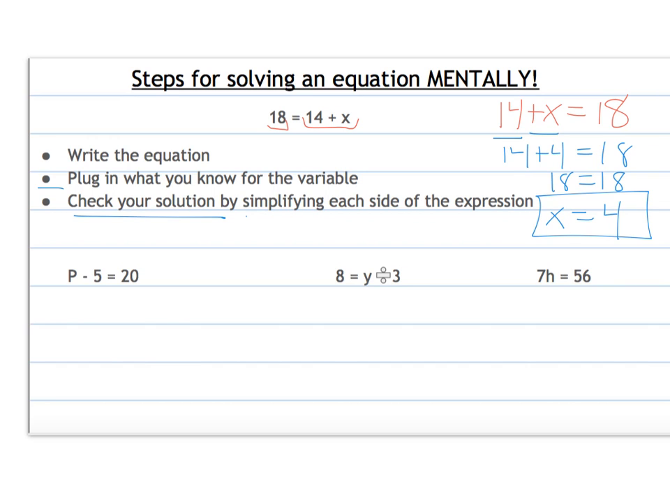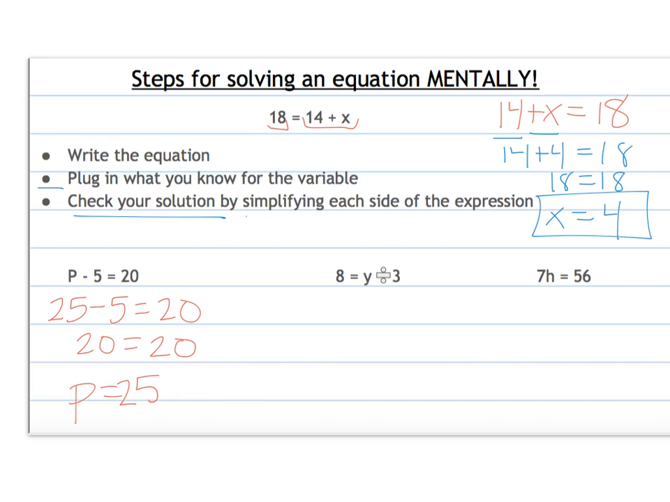So you're just reading it and asking yourself what fits. So I can read this like we did yesterday. What number decreased by 5 is 20? Well, that would mean that the number is 5 more. So I try 25 minus 5 equals 20. And sure enough, it's true. So my variable equals 25.